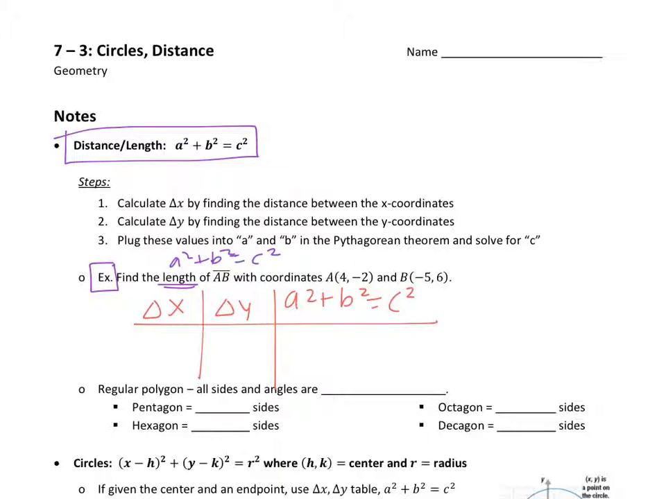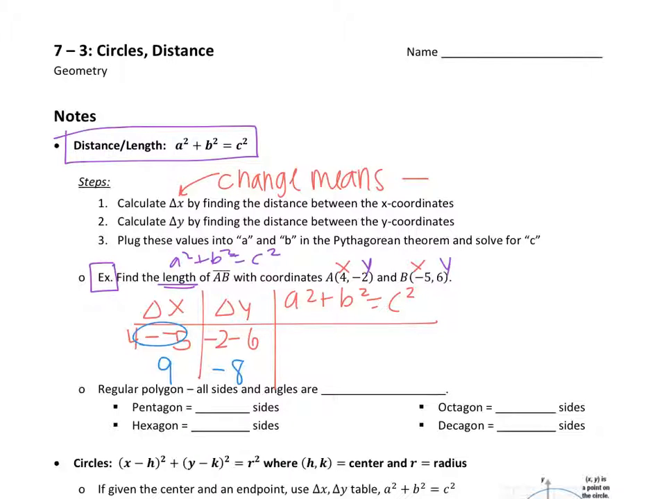So remember that when we calculate change means to subtract. So take your first x value and your second x value and subtract them. 4 minus negative 5. That double negative, of course, turns to positive, so now we have 4 plus 5, which gives us 9. Then take your y values and subtract them. Go in the same order that you just did. So we have negative 2 minus 6. This gives me negative 8.